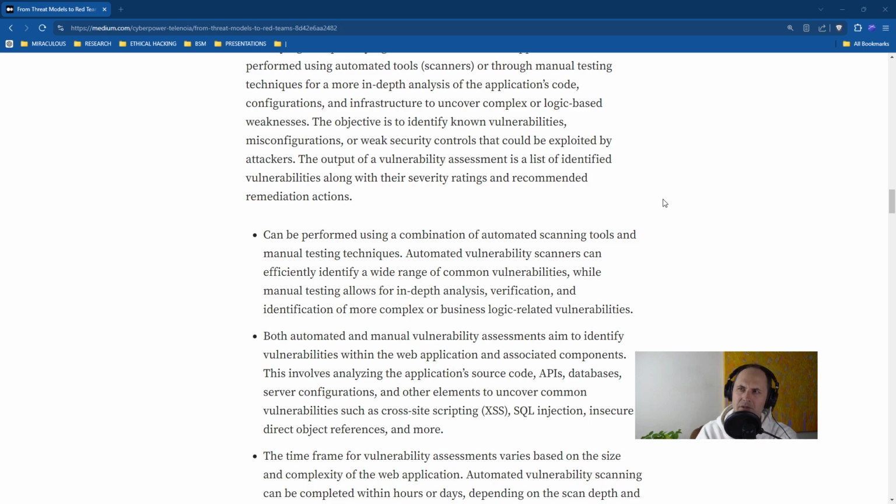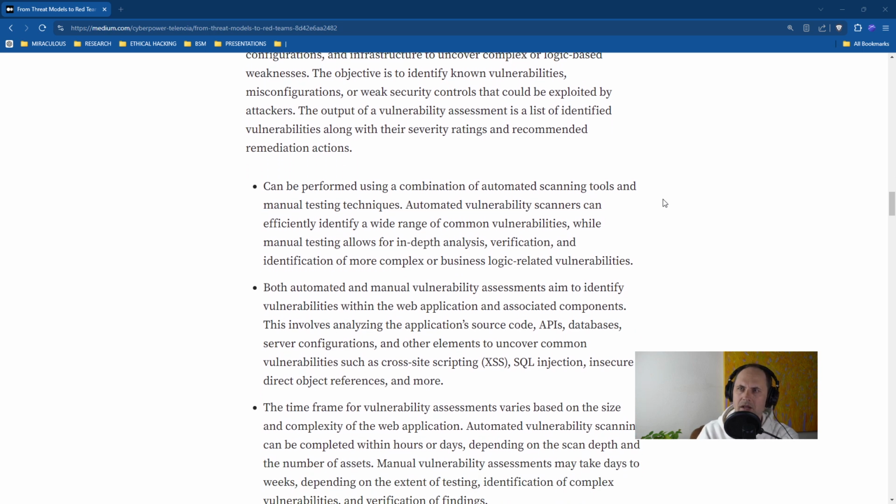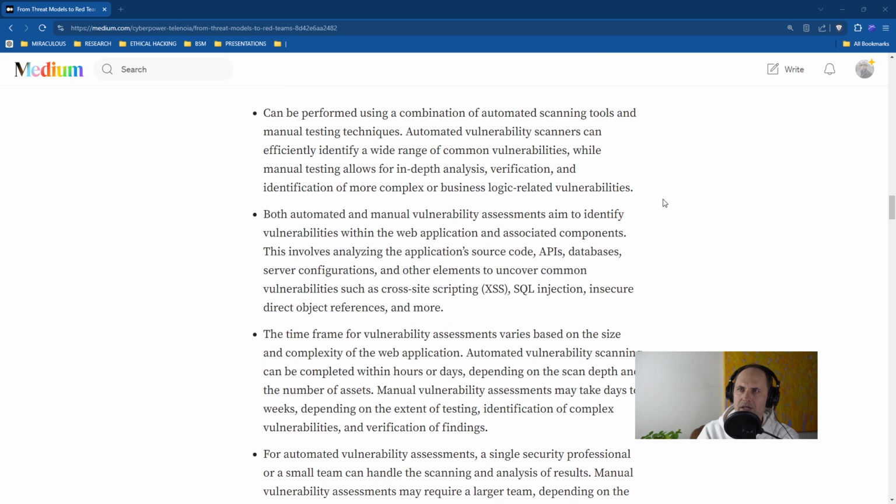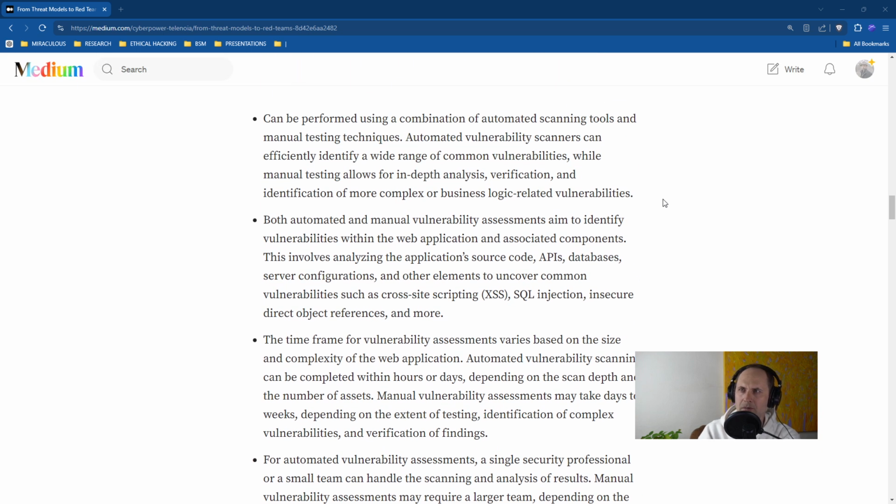The output of a vulnerability assessment is a list of identified vulnerabilities along with their severity ratings and recommended remediation actions. Little subpoints here. This can be performed using a combo of automated scanning tools and manual testing techniques. Right, so a note here from the top of my head: vulnerability scans uncover known vulnerabilities. This is very important, that they're known already.